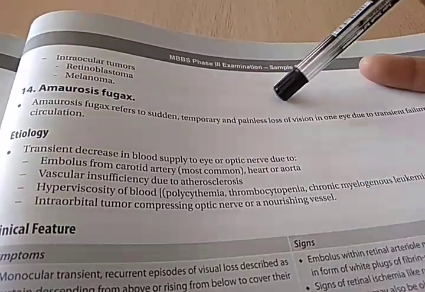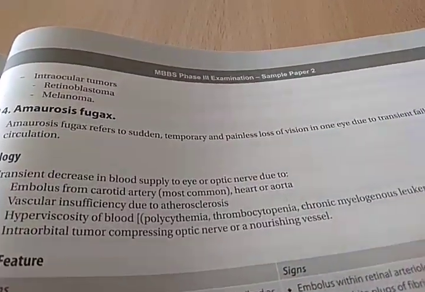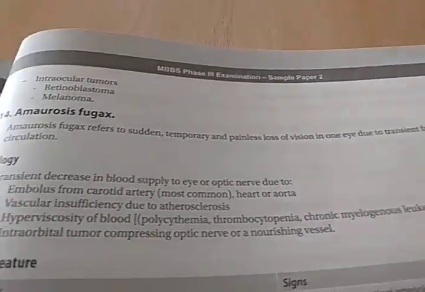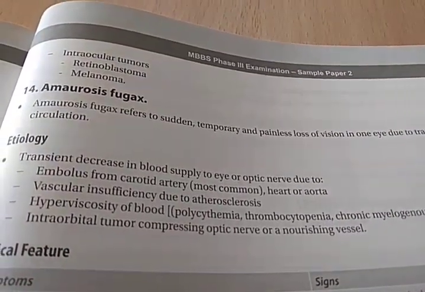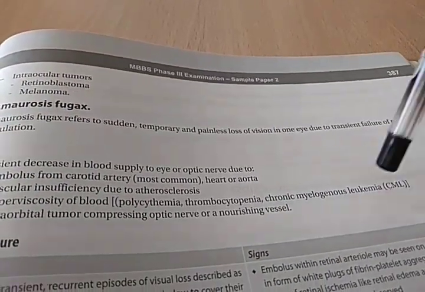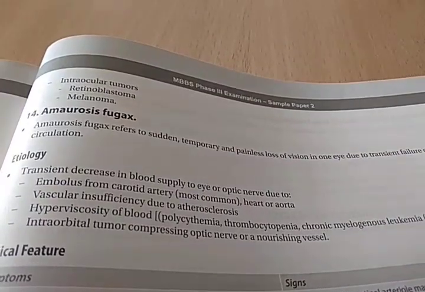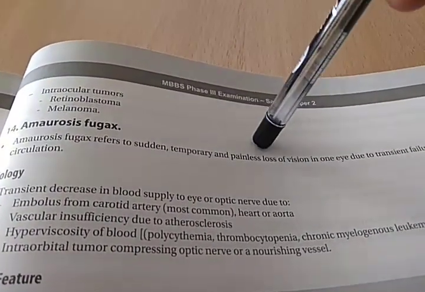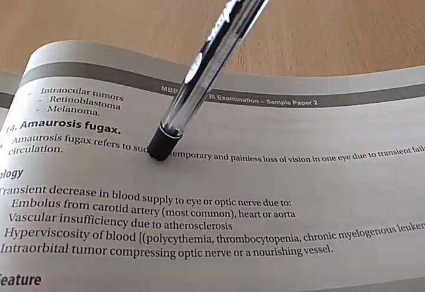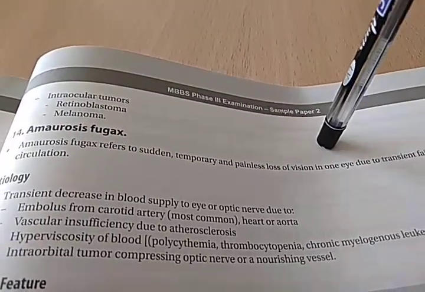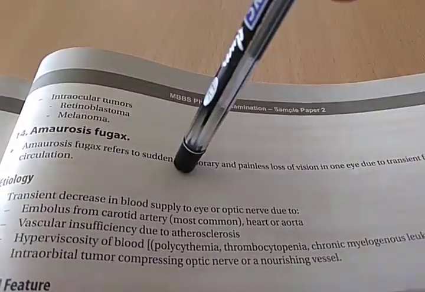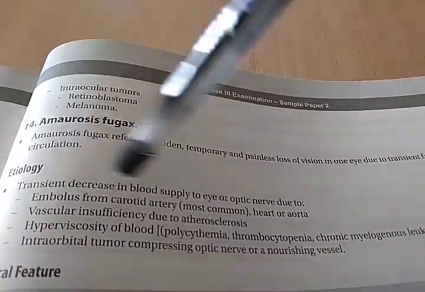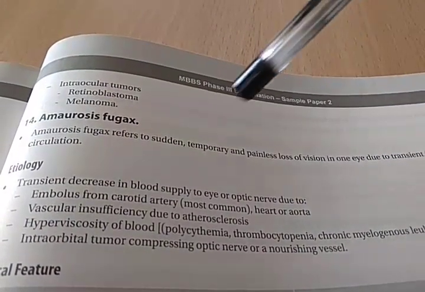Sudden temporary painless loss of vision in one eye due to transient failure of retinal circulation. So it's just a transient failure of retinal circulation for a few minutes, seconds. What is it? So here there is sudden temporary painless loss of vision. Temporary painless loss of vision, guys. So nothing will happen to this person. They'll get back their vision.